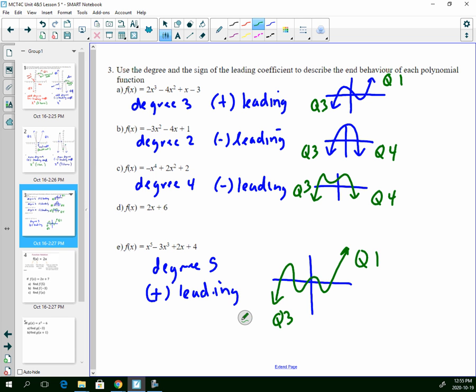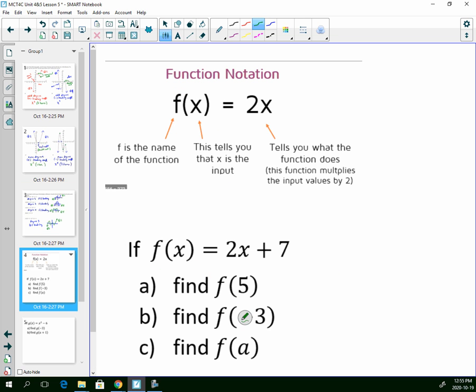Okay, so that's most of the graphing wrapped up. The next thing that's in the guide is function notation. Function notation is another way to write y equals. So f is the name of the function. It doesn't always have to be an f. It could be a g, it could be an h, could be whatever letter you want to use.